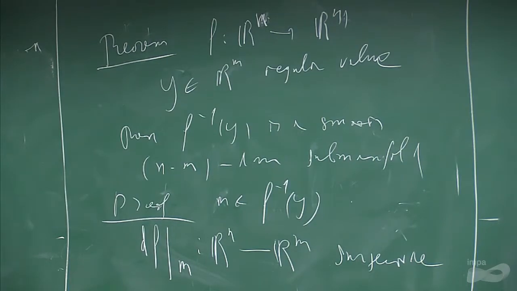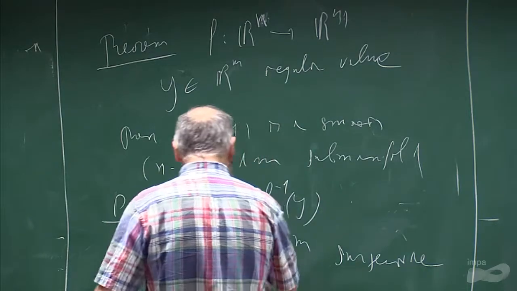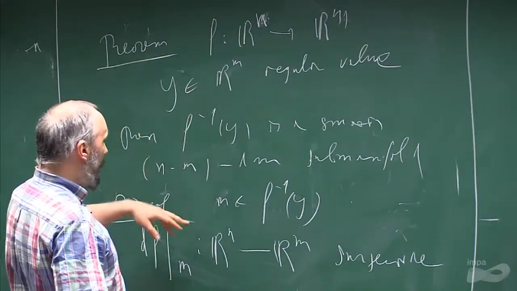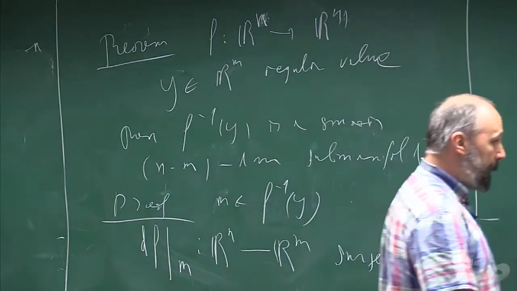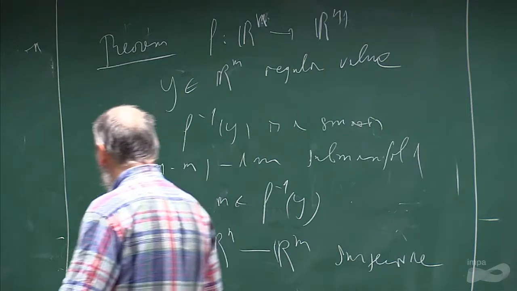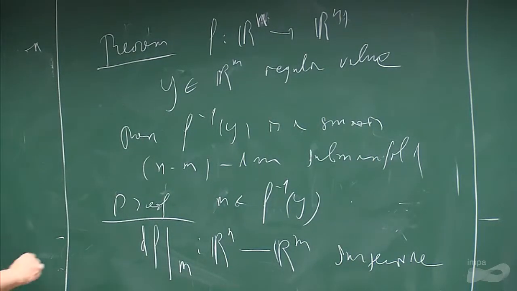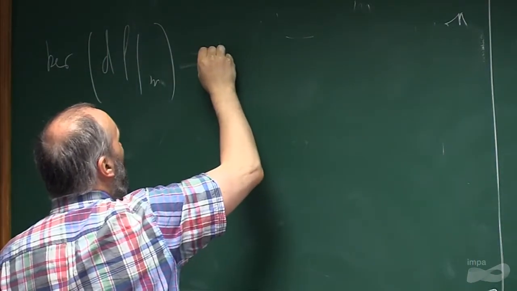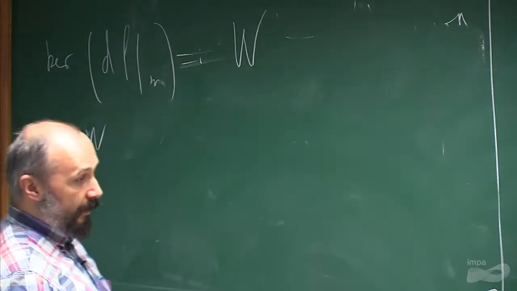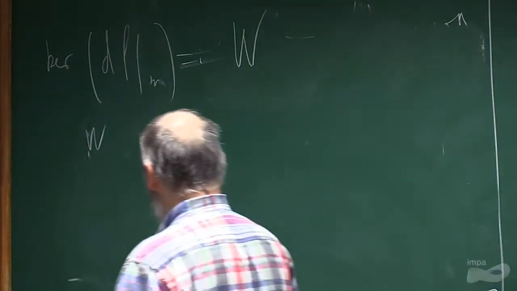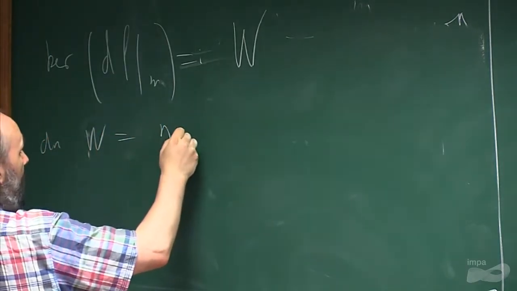And now we need only to construct a diffeomorphism of a neighborhood of this point such that our level set, f⁻¹(y), will be identified with a linear subspace. So we have this map, df restricted to m. Consider its kernel, let's call it W. Since this is surjective, the dimension of W is n minus m.